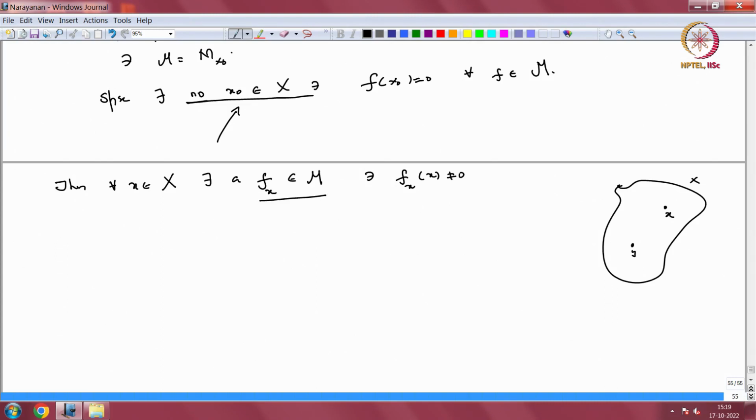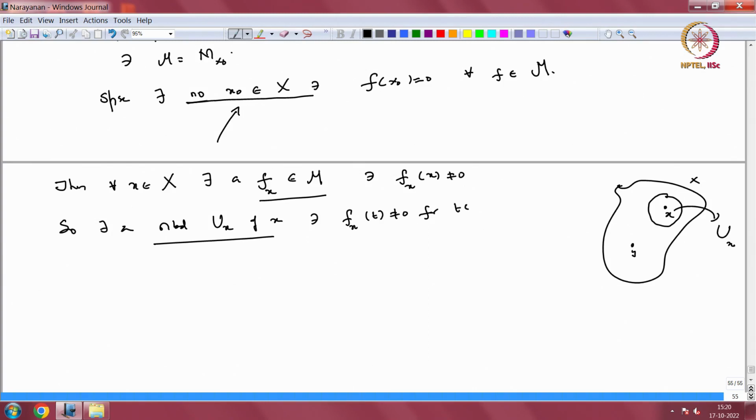Now, it is a continuous function. So if it is not 0 at some point, there is a neighborhood around it where it is not 0. Let us call that neighborhood u sub x. So there exists a neighborhood u sub x of x such that f sub x at t is not 0 for t in u sub x. In this neighborhood u sub x, my function is non-zero because at x it is not 0. Now, I am doing this for all points: whatever point I take, there is a neighborhood and a function, and that function comes from M, the maximal ideal, where it is non-zero.